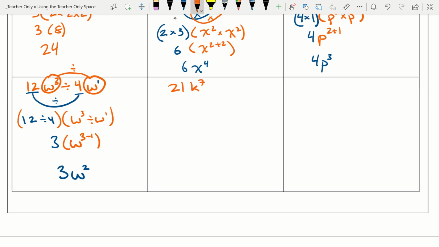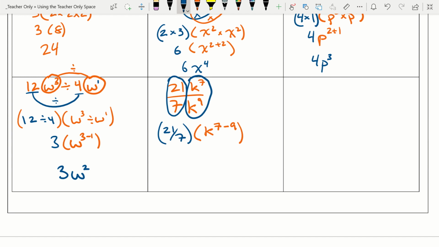21k to the 7 divided by 7k to the 9. And so we're going to take the coefficients, we'll do the division, and we'll do the division with the powers as well. So let's write that out. 21 divided by 7, k to the 7 minus 9. And then we end up with 21 divided by 7 is 3, k to the minus 2.